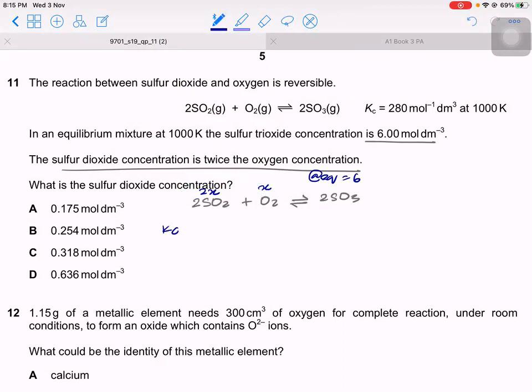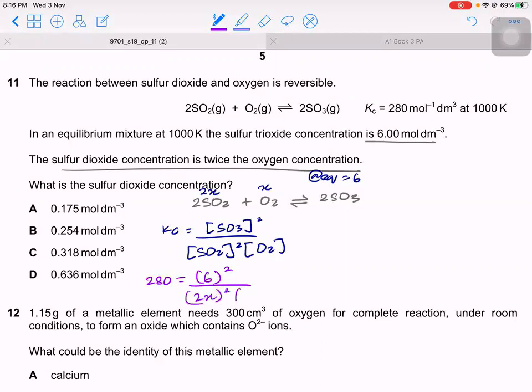Now you know Kc is equal to the concentration of products raised to the power of their molar coefficients upon the concentration of reactants raised to the power of their molar coefficients. Kc is 280. Sulfur trioxide is 6 raised to the power 2. Sulfur dioxide is (2x) squared, and this would be x. So 280 is equal to 36 upon 4x cubed. And when you find the value of x, that comes out to be 0.317 moles per dm cubed.